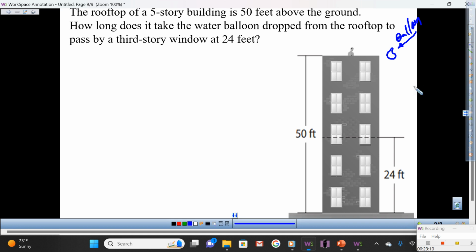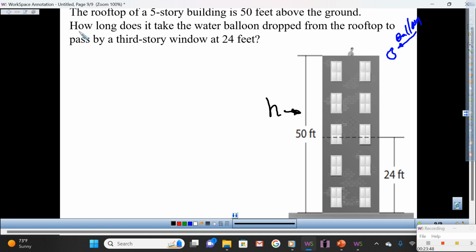All right, so let's label this. It reads, the rooftop of a 5-story building is 50 feet from the ground. So this is already labeled 50 feet. So what do we call that? A distance, is that correct? But it's also a height. So this is a height, so let's label this H.